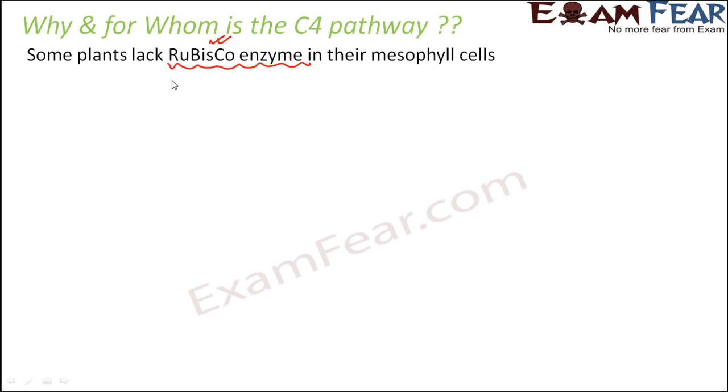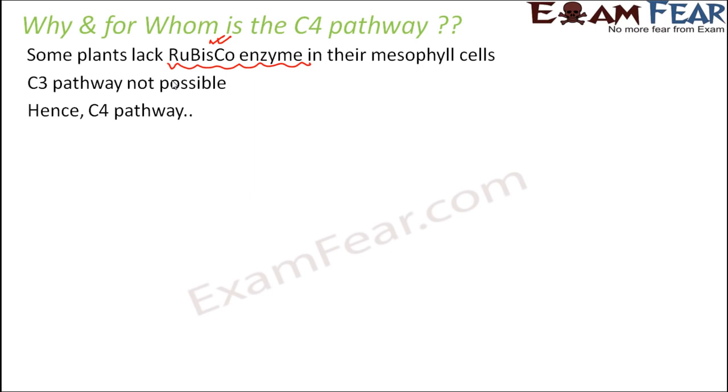So now you understand the C4 pathway will occur only in the mesophyll cells of some plants, but in other cells wherever the rubisco enzyme is present, the C3 cycle will take place. Since the rubisco enzyme is not there, the C3 pathway is not possible. Hence the C4 pathway came into the picture. So now the question is, for whom? For what kind of plants is this C4 pathway?